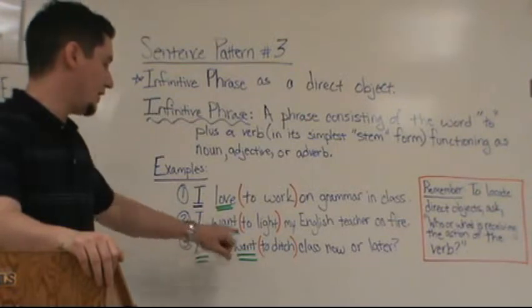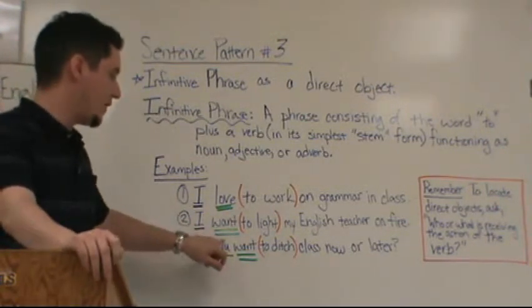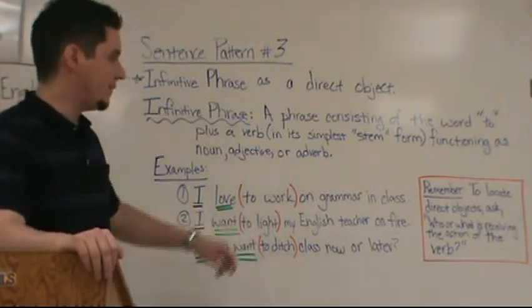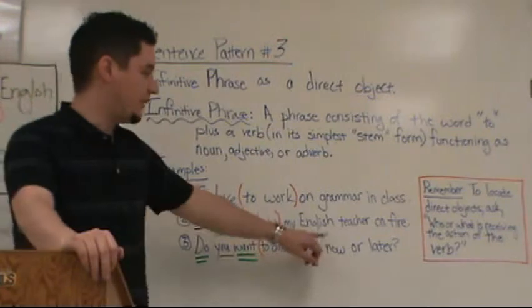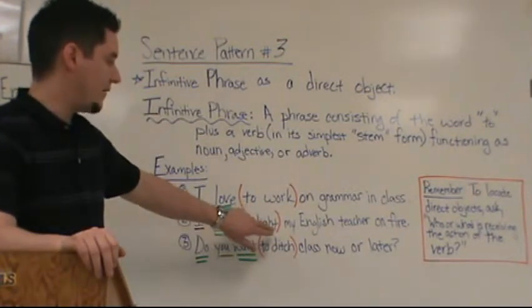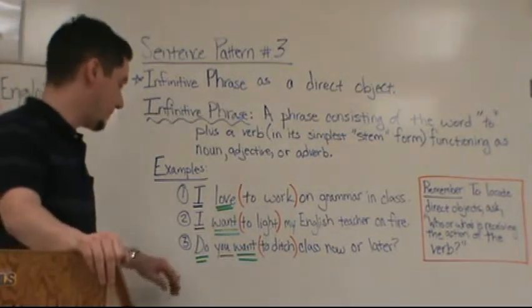In this case, we have want as a verb. We ask who wants, it's I again. And what do I want? I want to light. All right, so to light is my infinitive phrase. And my English teacher on fire is the rest of the sentence, and it's helping modify our infinitive phrase to light by giving us more detail and information.